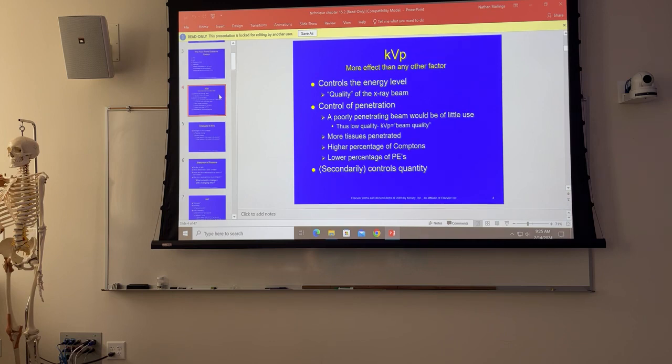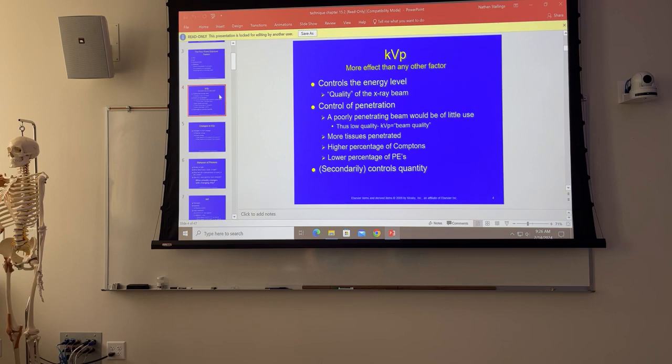Right? You don't change your filtration, you don't change your machine phase or anything like that. You use KVP to control the quality of the X-ray beam. It controls the penetration, and it secondarily controls the quantity, but I don't want you to get locked into that secondarily thing and think that it's insignificant, because it's more significant than any other technical factor. It changes the imaging characteristics of the X-ray beam, the absorption characteristics of the X-ray beam. So we don't typically use KVP to control quantity. We can, but that's not our primary quantity control.